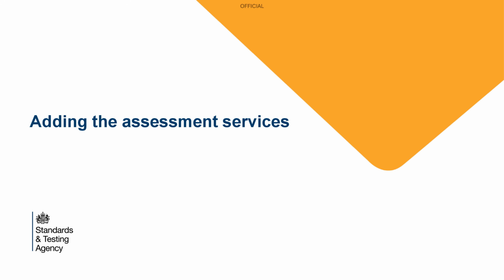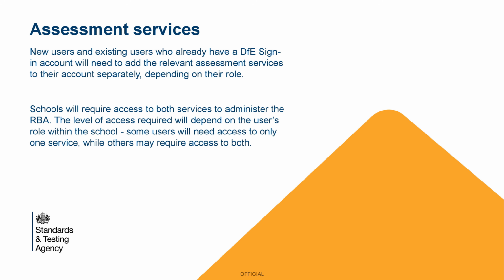In this next section, we will go through how users can add the assessment services to their account. New users and existing users who already have a DFE sign-in account will need to add the relevant assessment services to their account separately, depending on their role. Schools will require access to both services to administer the RBA. The level of access required will depend on the user's role within the school. Some users will need access to only one service, while others may require access to both.